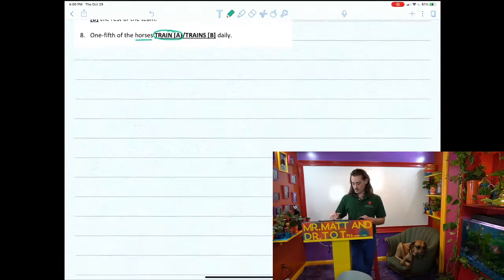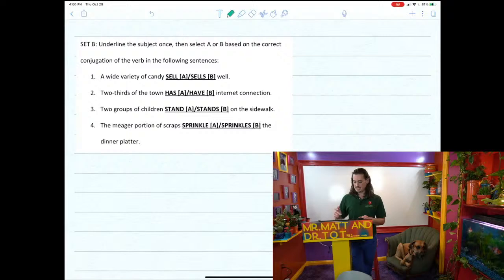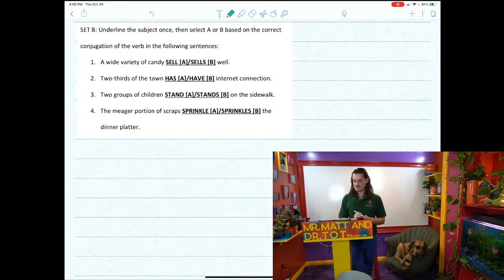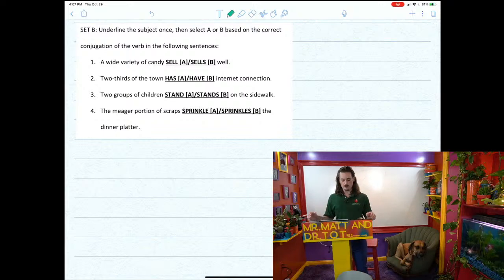Otherwise, let's move on to set B. I'm going to give you 5 minutes. Please underline the subject once, then select A or B based on the correct conjugation of each verb in the following sentences. I didn't read these before, and I do apologize. I do want to make it a habit of reading these for everybody for whom that would be helpful.